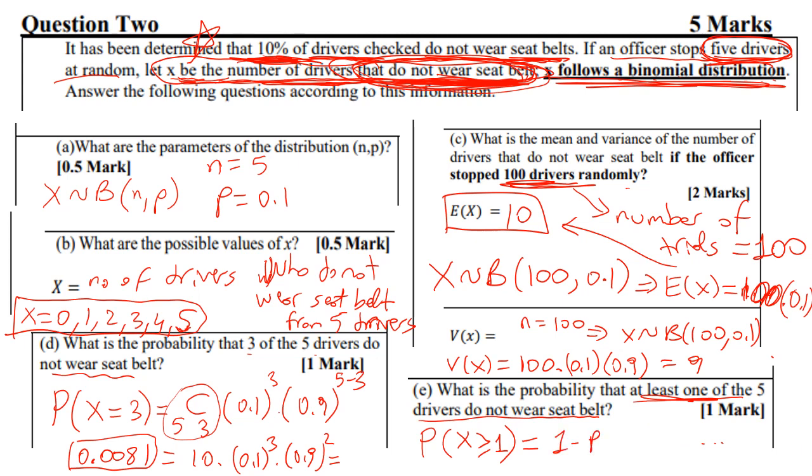1 minus the probability X equal to 0. It means 1 minus the probability of 0, which is 5 choose 0, times 0.1 to the 0th power times 0.9 to the 5th power. So you will get 1 minus 0.9 to the 5th power. So this will be a number here. I think this is enough, but you can use a calculator to find it.